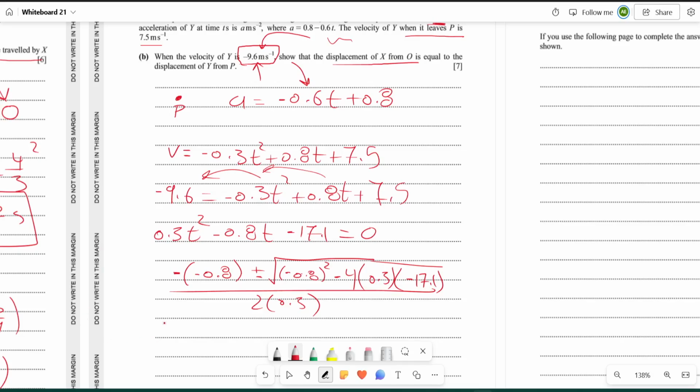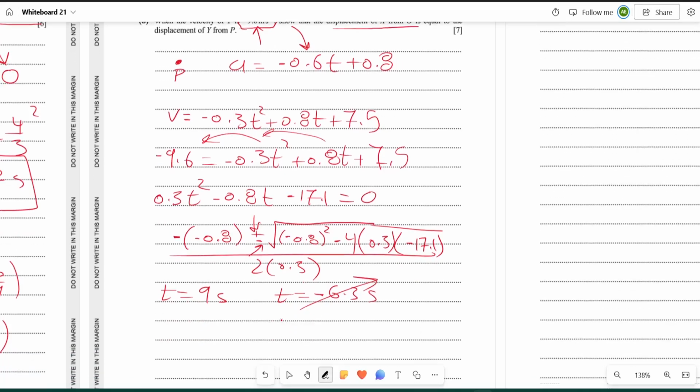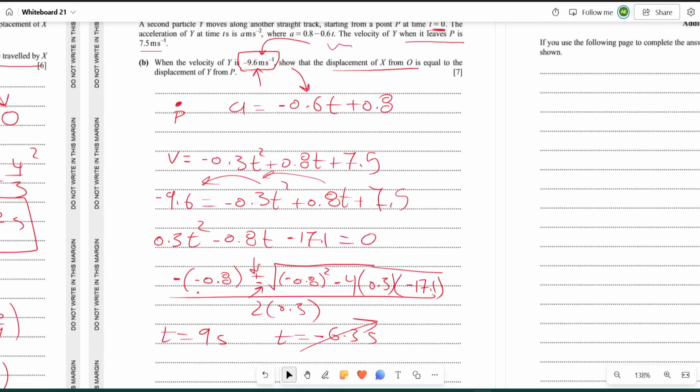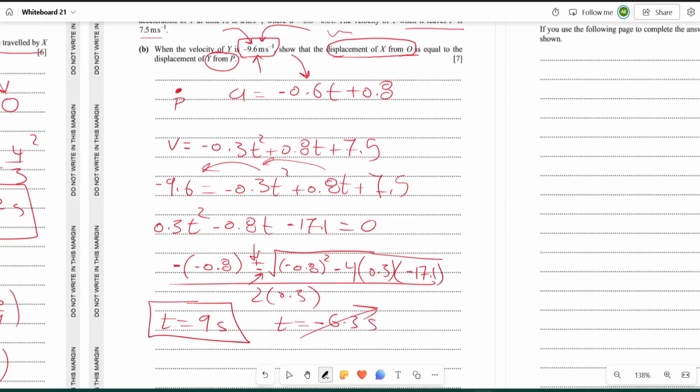The first answer is going to be when t equals 9 seconds, and the second answer I get by changing this value from plus to minus. It is going to be a time of negative 6.3 seconds, and I can neglect this because time cannot be negative. So at time t equals 9 seconds, this is where y has a velocity of negative 9.6. So I need to show that the displacement of x from O is equal to the displacement of y from P at this exact second.